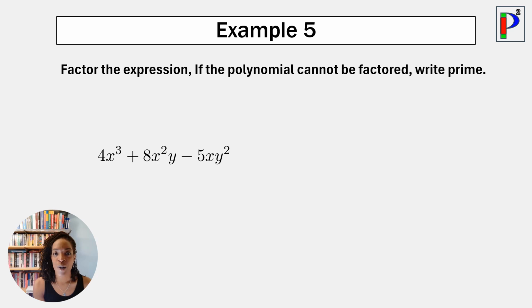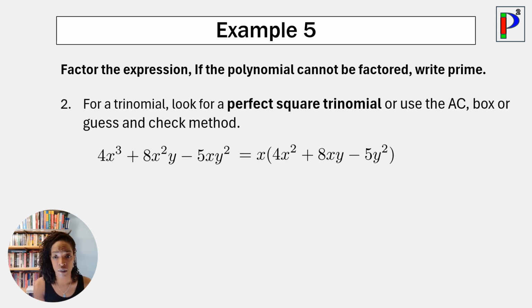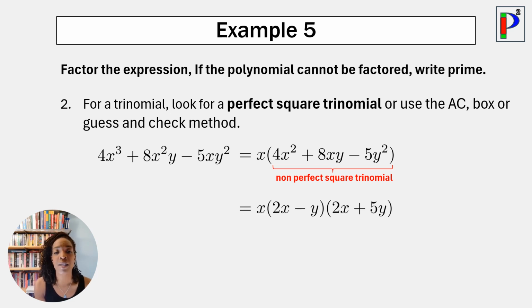Okie doke. GCF? Very good. We're taking x out, and I'm left with 4x squared plus 8xy minus 5y squared. So this has 3 terms. I can see that it's not a perfect square trinomial. Okay, so I'm going to use either the AC method or the box method or guess and check to get x times 2x minus y times 2x plus 5y. Box that, and we're good.